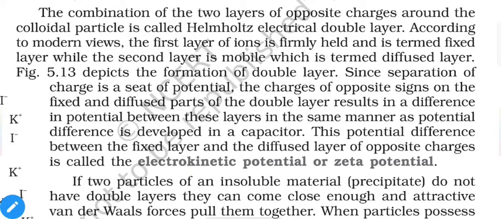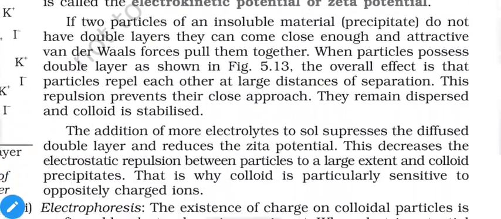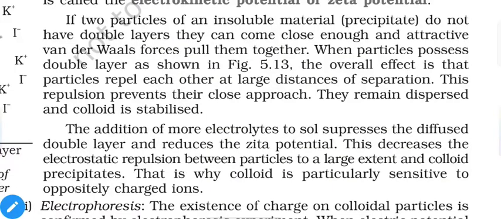So this potential difference between the fixed layer and the diffuse layer of opposite charges is called electrokinetic potential or zeta potential. If two particles of insoluble material precipitates do not have a double layer, they can come close enough and attractive van der Waals force pulls them together. When particles possess a double layer as shown in figure 5.13, the overall effect is that particles repel each other at a large distance of separation. This repulsion prevents their close approach, and they will remain dispersed and the colloid is stabilized.